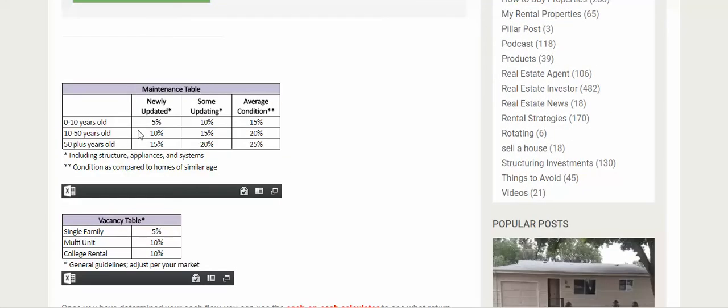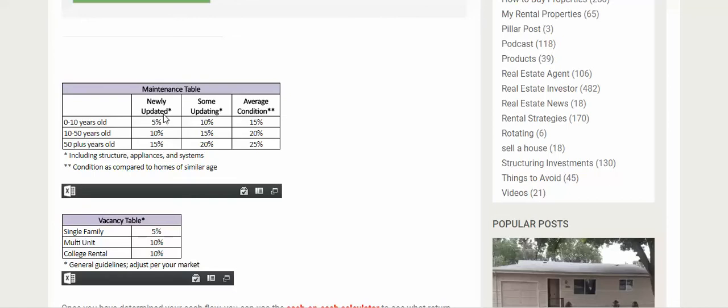Here's my maintenance table, and I made this to help you figure out what the maintenance would be. Again, this can change for the type of property, where you're at, tenants. It's just a real basic table to help you. Don't rely on this for everything. But this house, 10 to 50 years old, pretty close to 50, we'll stick with there. Newly updated, I'm saying you need 10% for maintenance. That's 10% of your monthly rents. So if our monthly rents are $1,500 a month, you would need $150 for maintenance.